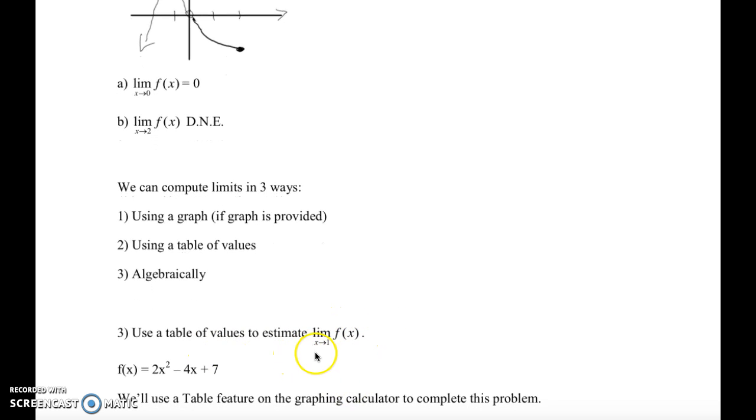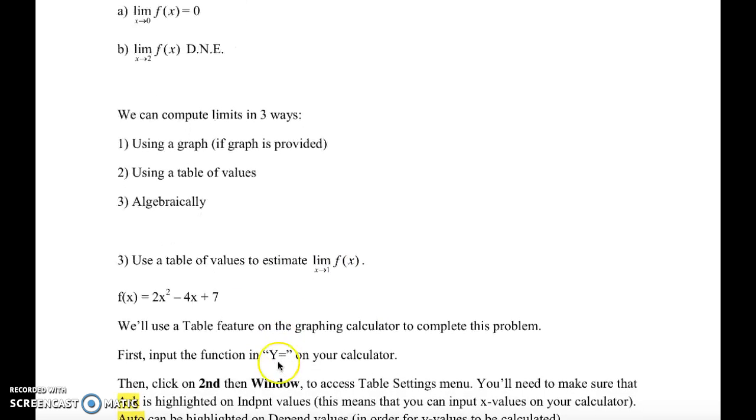Okay, so let's look at a value of limits. Here we want to look at the limit as x approaches 1. Now, this is from both sides because it's a regular limit of this function. Our function is defined as 2x squared minus 4x plus 7. What we want to do is use the table feature on a graphing calculator to help us with this.